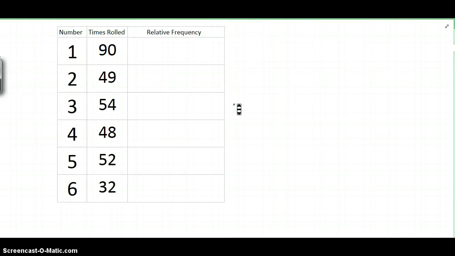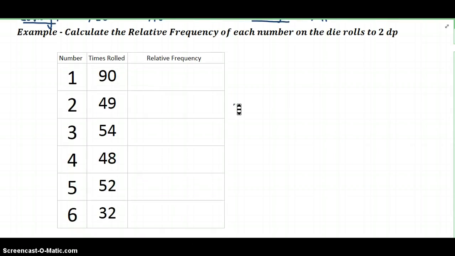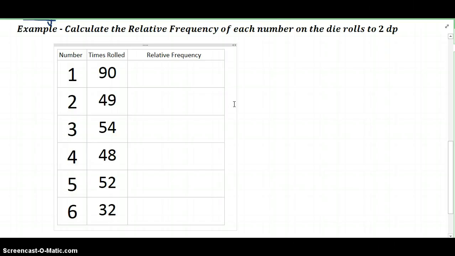So we'll move on to this last example. Calculate the relative frequency of each number on the die rolls to 2 decimal places. So I'd like you to pause this video and actually calculate the relative frequency for each of these particular numbers. So if we roll a 1 on a die, a 2 on a die, 3 on a die, you can see that these are the particular number of times we have observed them. So I'd like you to pause the video and calculate the relative frequency.